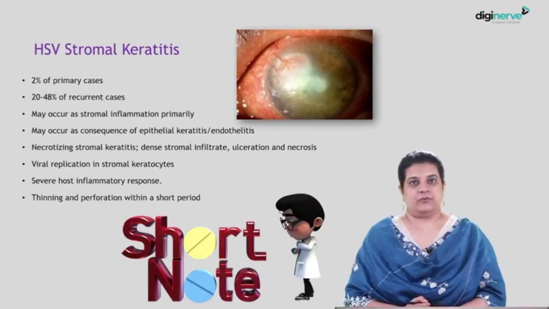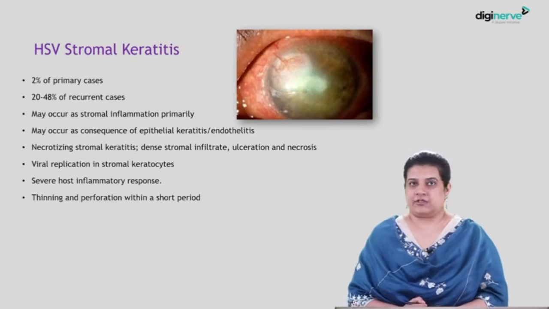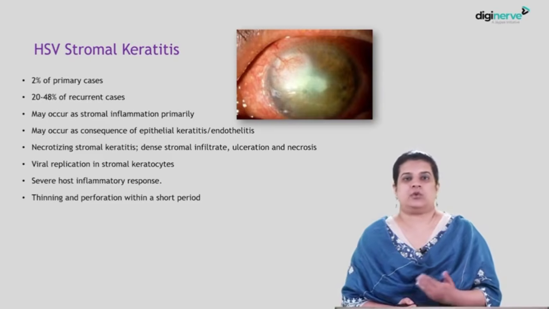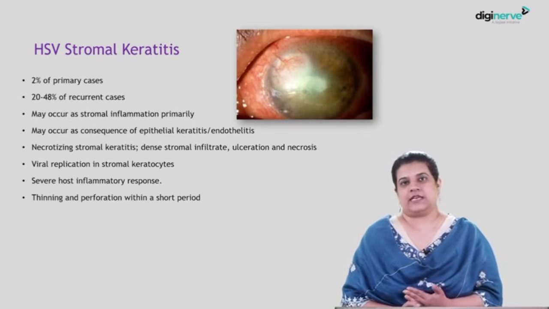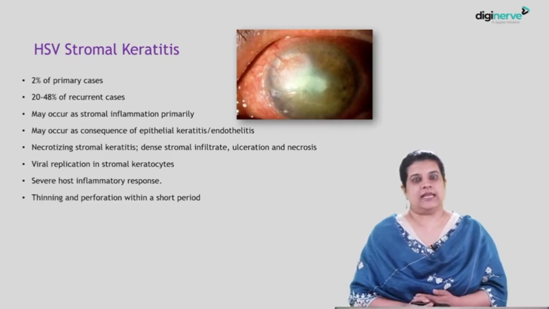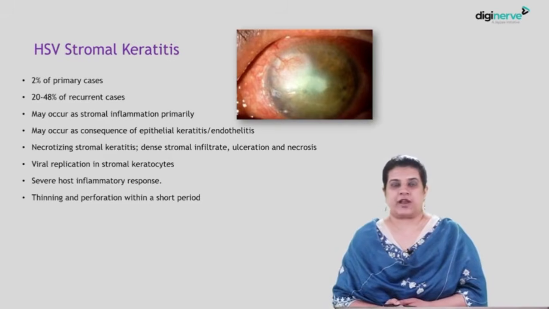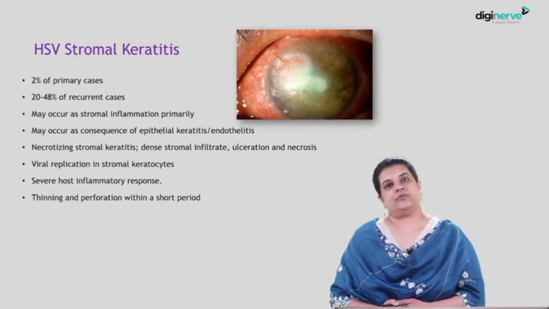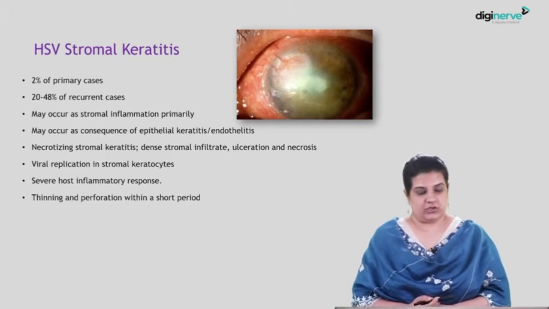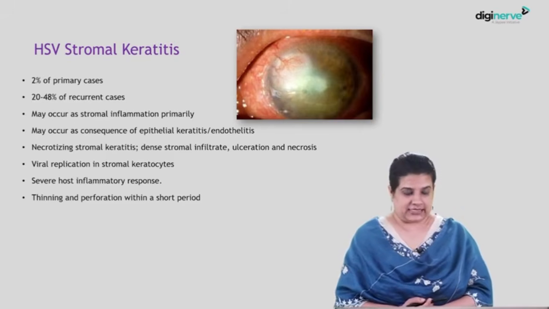Now we come to the involvement of stroma. Herpes simplex virus stromal keratitis can come as a short note, or you can have a long answer question in which you have to address all forms of herpes simplex virus keratitis, which includes its epithelial involvement, stromal involvement, as well as endothelial involvement. So stromal keratitis forms about 2% of primary cases and nearly 20 to 50% of recurrent cases. It may occur just as a stromal inflammation, or it may occur as a consequence of epithelial keratitis or endothelitis.